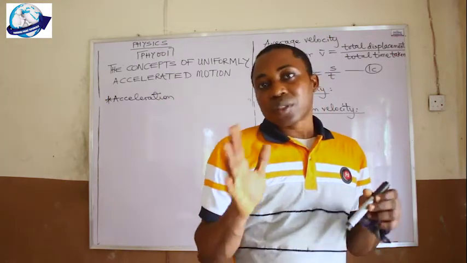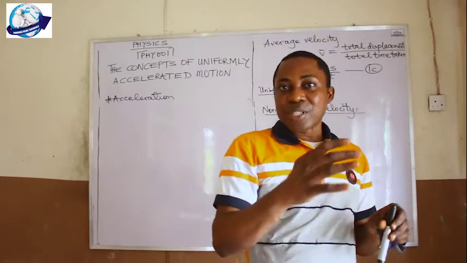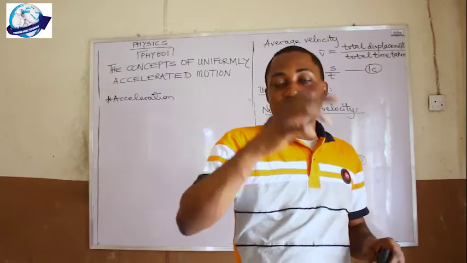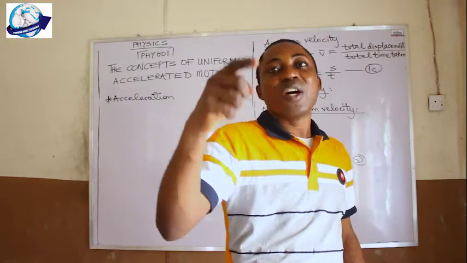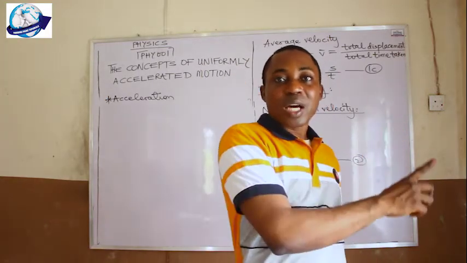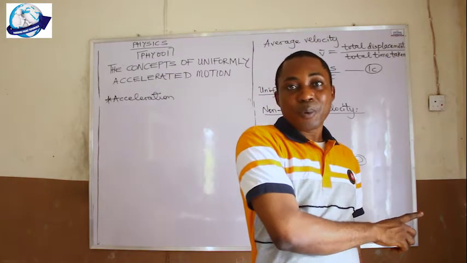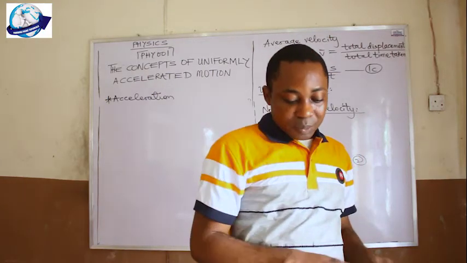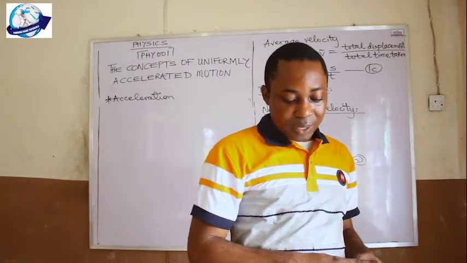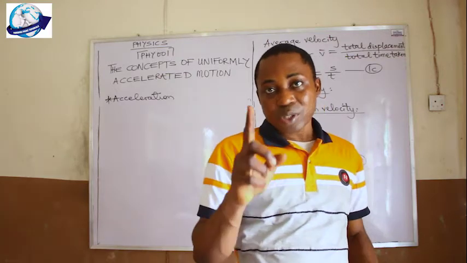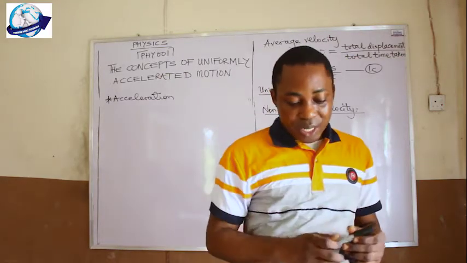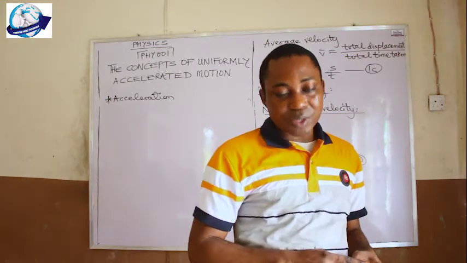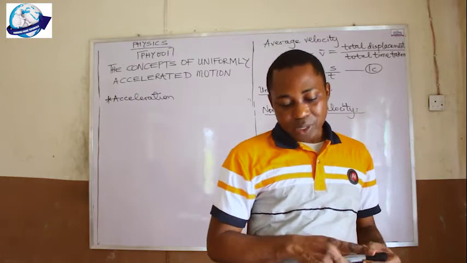Sometimes some people will say it's the rate of change in velocity with time. Whichever way you say it, it is the rate of increase in velocity with time, because we also have the other side of acceleration, the opposite, which is deceleration, the rate of decrease in velocity with time. Deceleration is also called retardation, and retardation or deceleration is the rate of decrease in velocity with time.